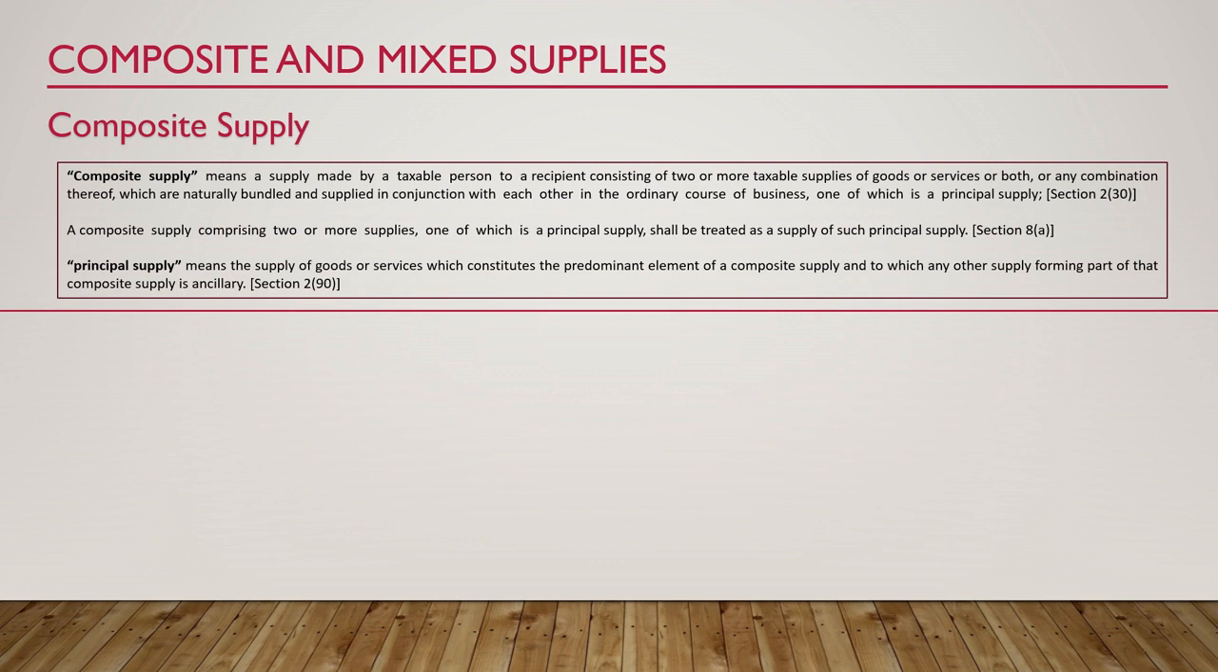Whatever is the principal supply, classify it under that HSN code, and whatever is the rate applicable to that principal supply, apply it on the entire value of consideration received for this composite supply. That is what it means. Let's take an example to understand this better.